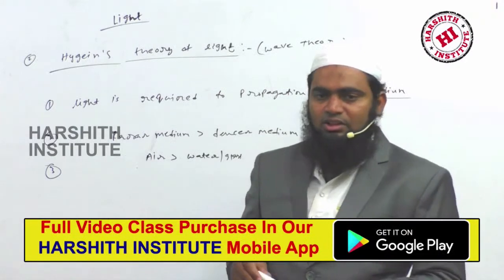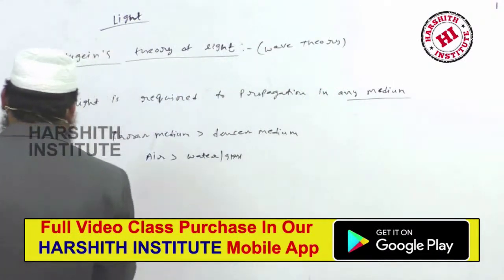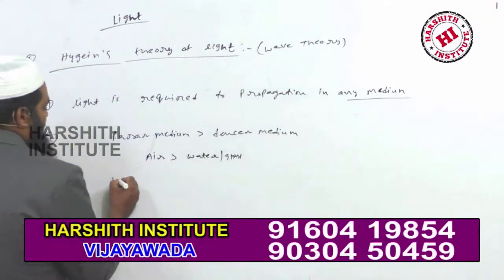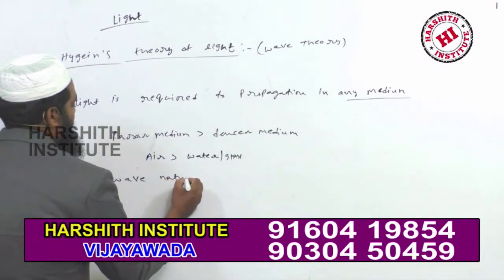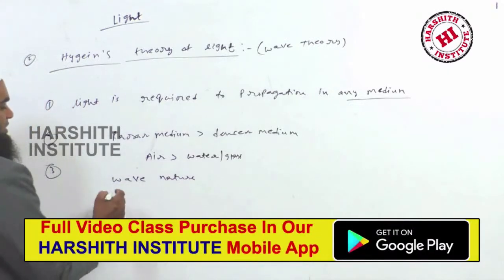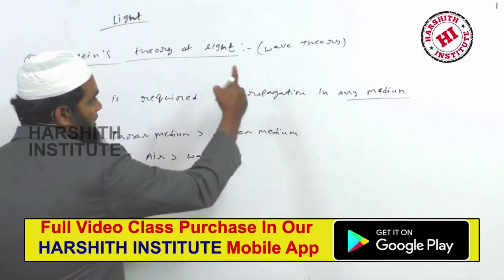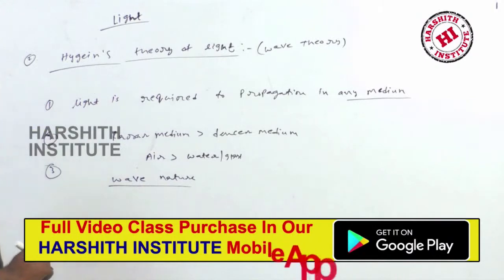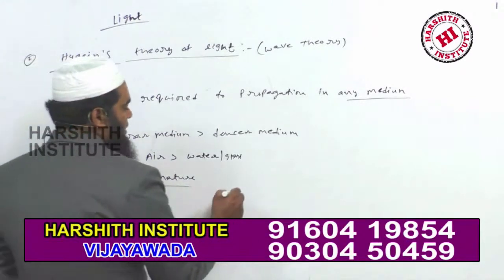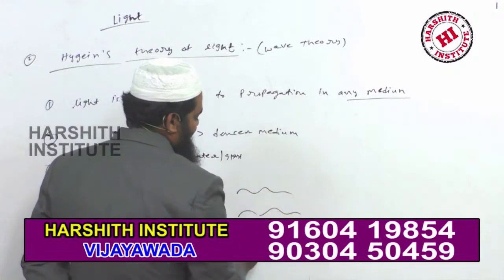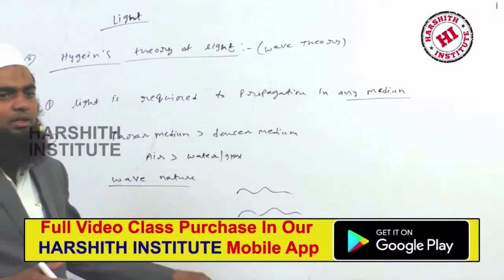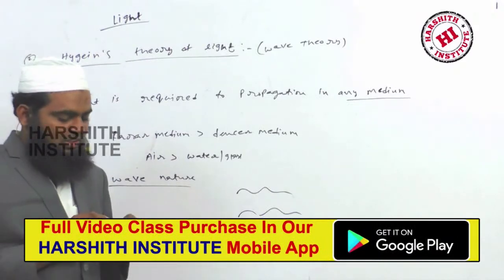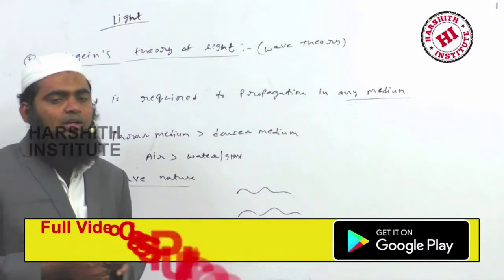And the third one is called the third condition: wave nature. Light passes through the medium by wave nature, because this is simply called the wave theory. So light passes in this pattern, like waves. Light can be passed through a medium in this pattern as a wave. So these are the three conditions given by Huygens theorem.